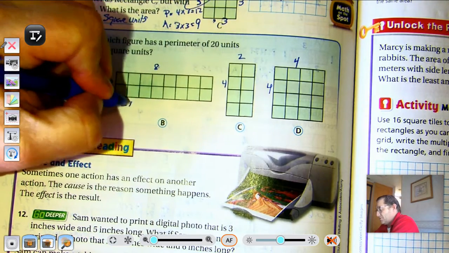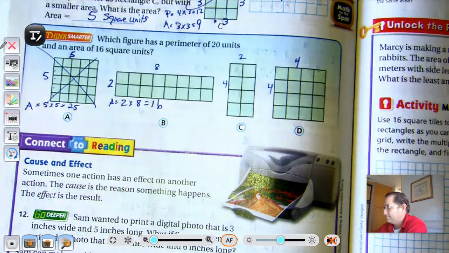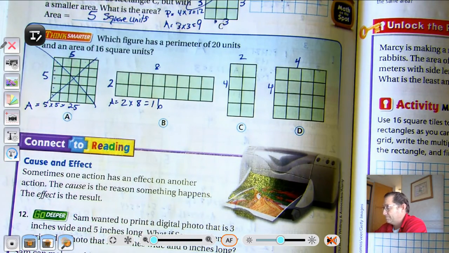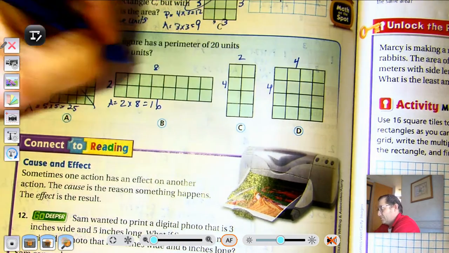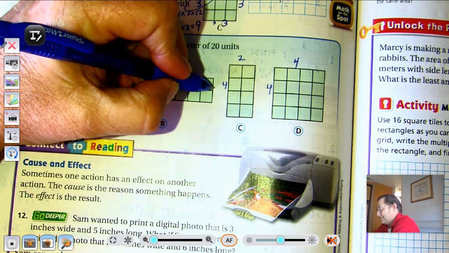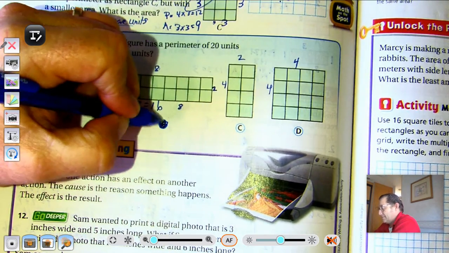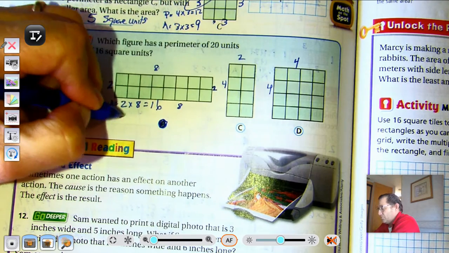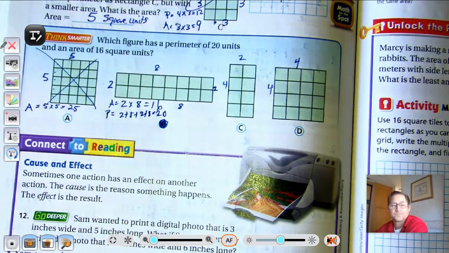B, 2 times 8 equals 16. So that has an area of 16. Does it have a perimeter of 20? 2 plus 8 is 10. And 2 plus 8 is 10. So this one does. That does have a perimeter of 20. 2 plus 8 plus 2 plus 8 equals 20.